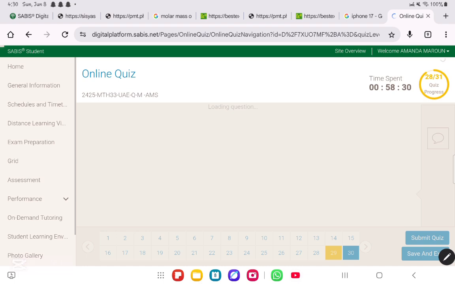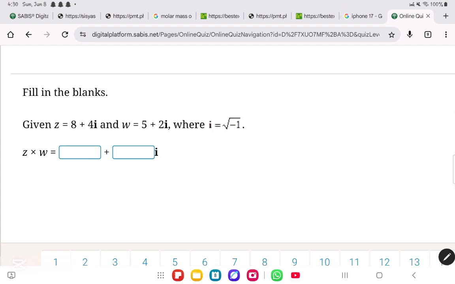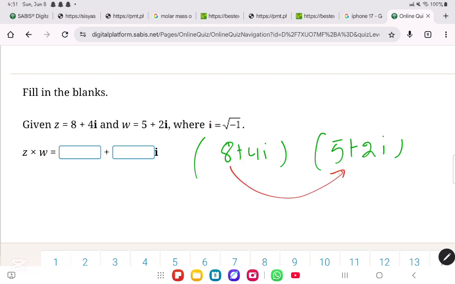We move on to question number 29. What does it say? They want us to multiply z and w. So we're going to do it again. This time it's going to be 8 plus 4i multiplied by 5 plus 2i. And now you're going to use the distributive property. What is the distributive property? That means it's 8 times 5, which is 40.